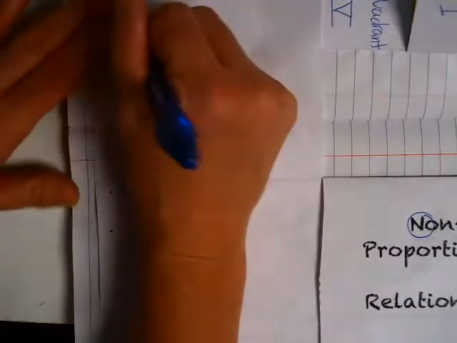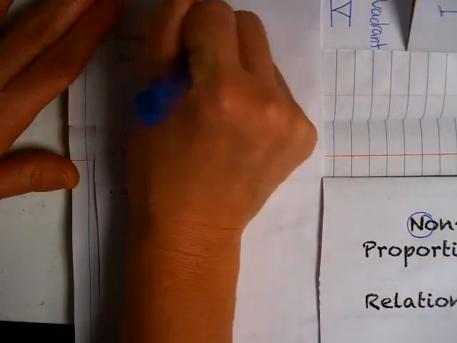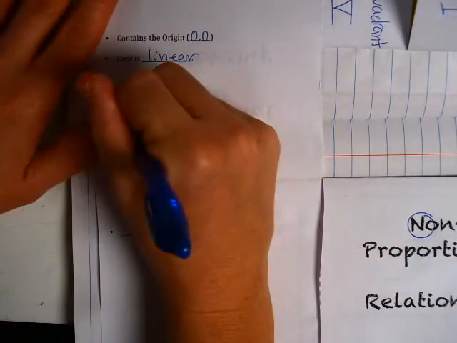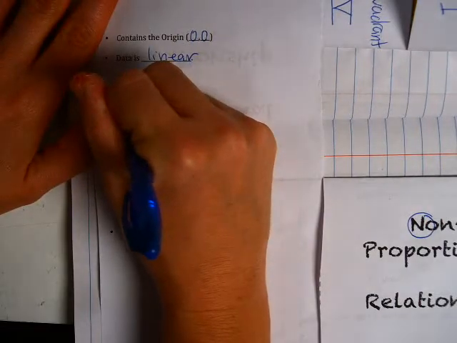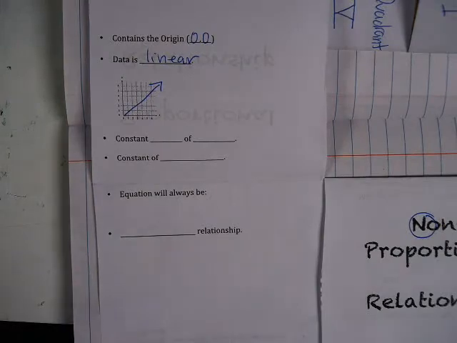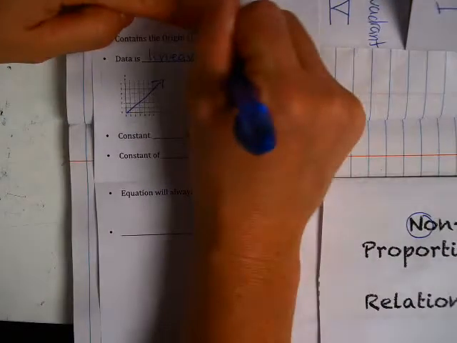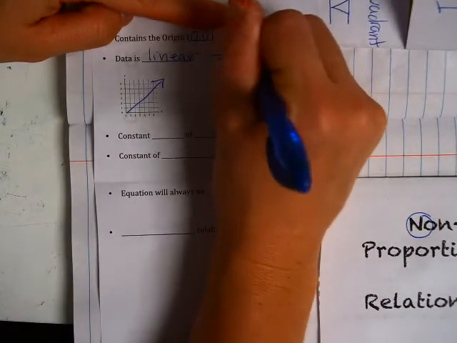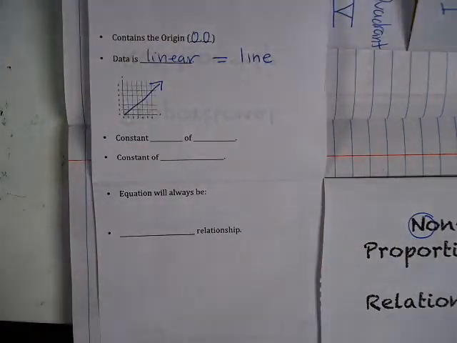Data is linear. All that means is it makes a straight line. So starting at 0, 0, I want you to draw a line. Okay? It makes a straight line. Linear means line. So if you're given a graph and the line curves, it's not a proportional relationship.